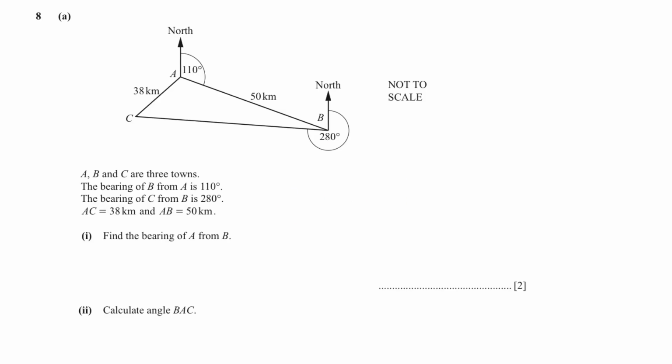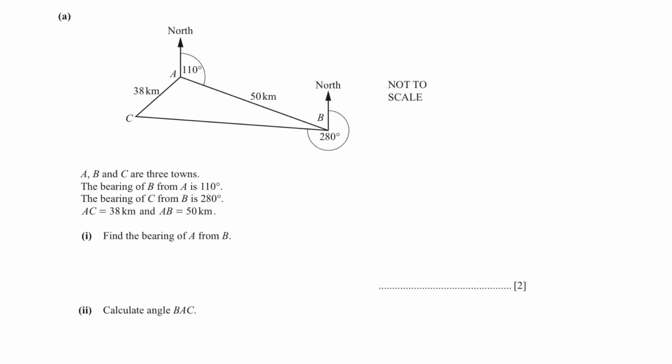Question number 8. In this question, we have been given A, B, C are 3 towns and the bearing of B from A is 110. Bearing of C from B is 280. Find the bearing of A from B.